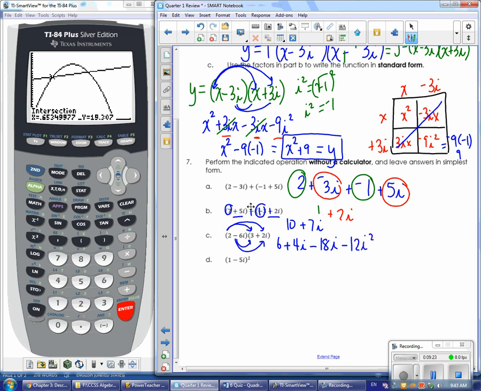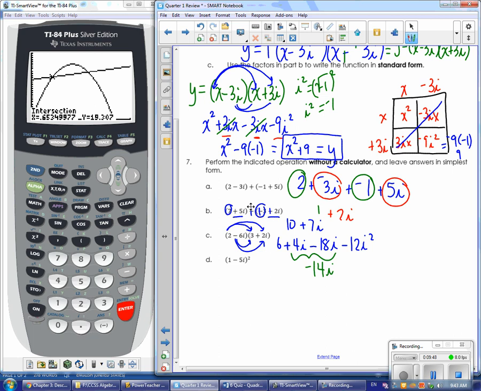Now this time my middle terms don't cancel. That's only going to happen when you're multiplying complex conjugates. If you're just multiplying two complex numbers, your answer is still going to be complex. So when I simplify, I know that these two middle terms, I can combine them since they're both imaginary numbers. I've got a 4i and a negative 18i, which is going to combine to give me a negative 14i.